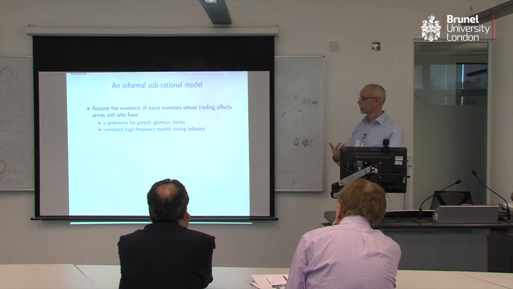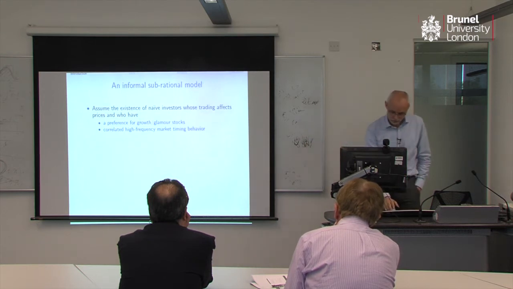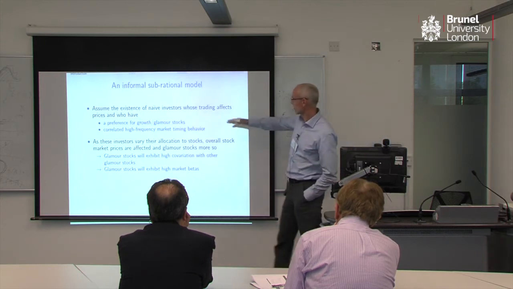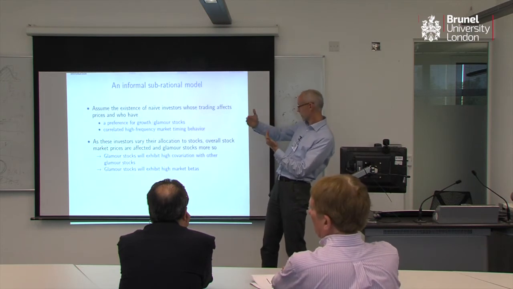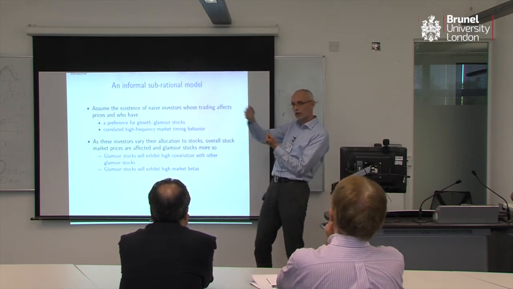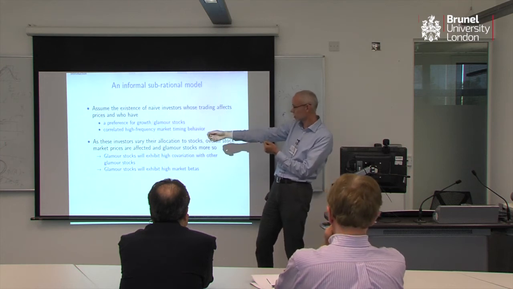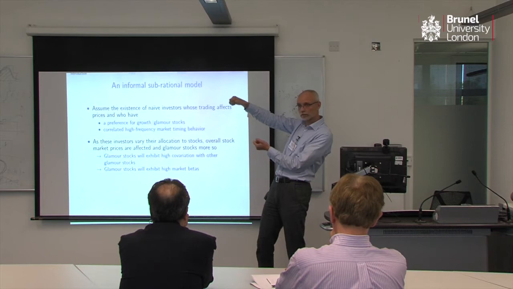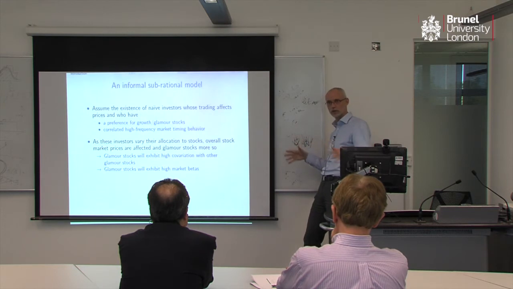And they have a sort of high frequency market timing behavior. So they move in and out of the market in a correlated fashion. Right? Now, I think they vary the allocation to stocks. So the naive investors vary their allocation to stocks. When they go into the market, they're going to predominantly buy the growth or glamour stocks, and so they will move prices for those stocks the most, but they'll also move the prices for the overall market.